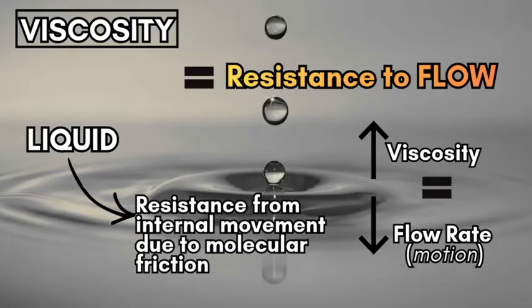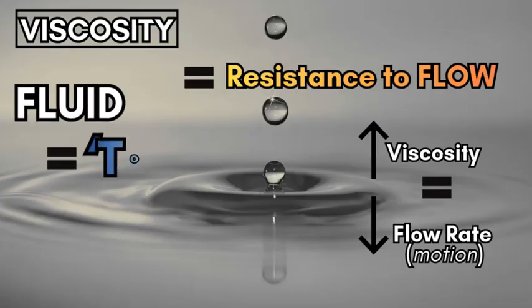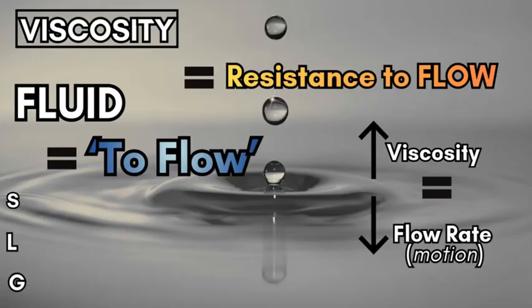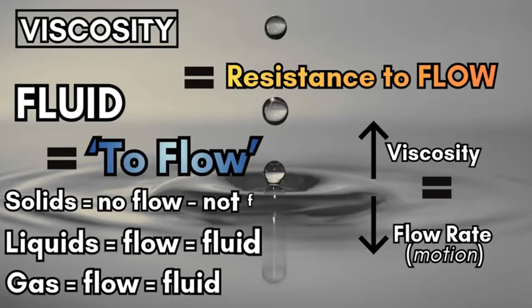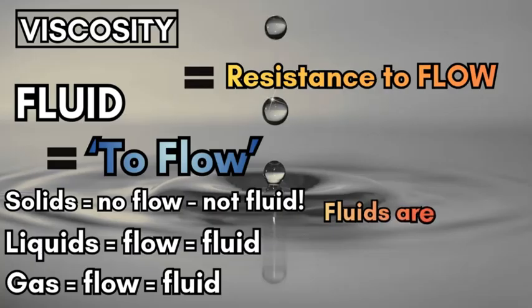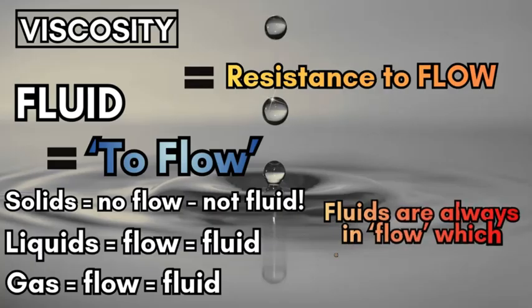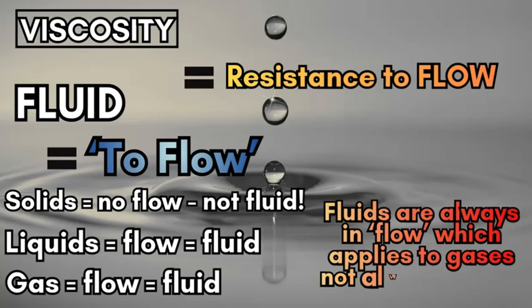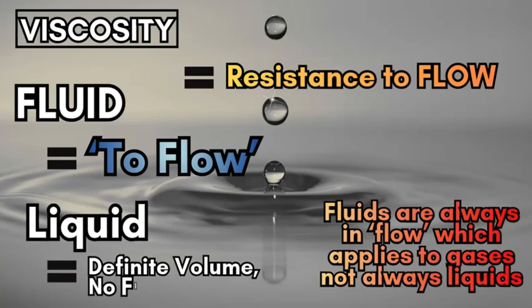Now, the word fluid means to flow, so the substance is going to flow. Solids do not flow. Liquids do, and so do gases. So a liquid is a fluid, but a fluid is not always a liquid. A fluid can be liquid or gas. And the term liquid refers to a definite volume with no fixed shape. And that shape can change based on what the liquid is placed in, the size and shape of the container or the volume it is occupying.